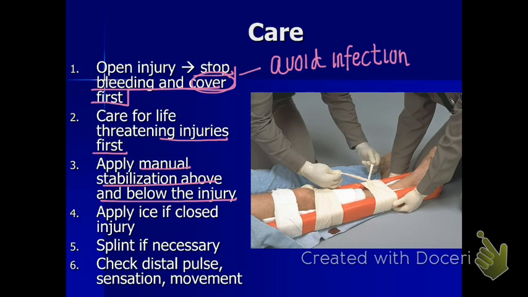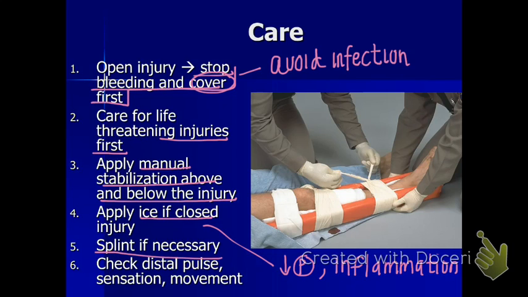If the injury is closed, you can apply ice. Ice is good for reducing pain, but not only that, it can also help impede or reduce inflammation. If you determine that there's a fracture to the injured limb, or you think that the injured limb is subluxed or luxated, then what we want to do is splint it, and we'll talk about the process of splinting in the next few slides.